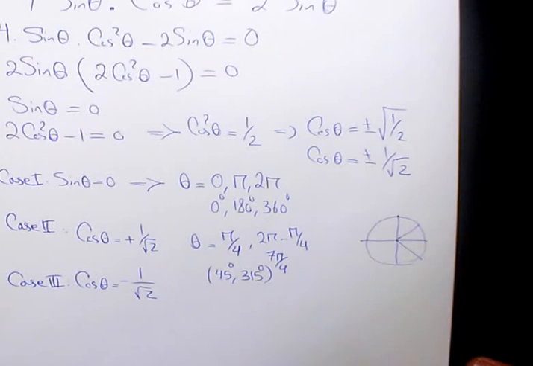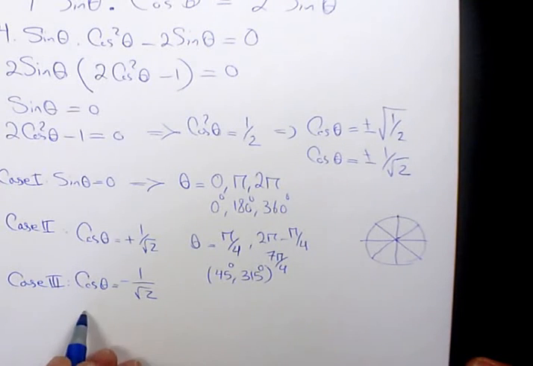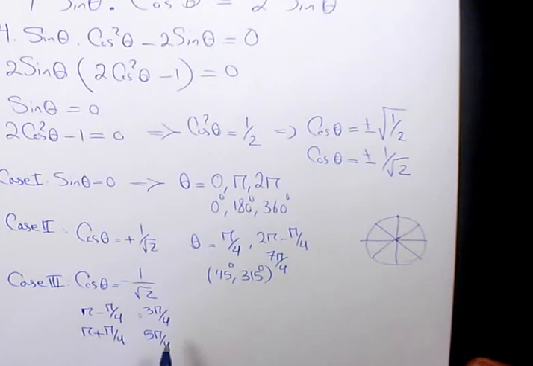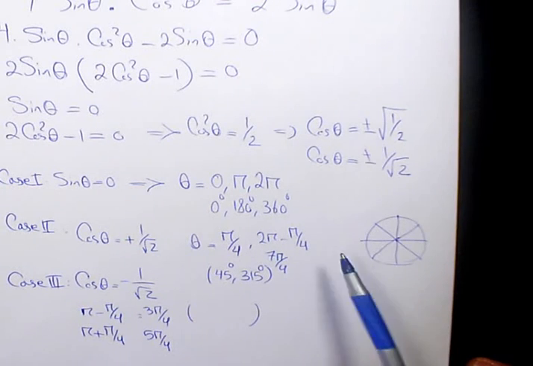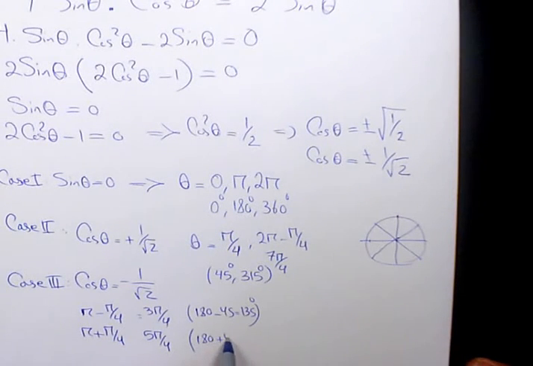Now for case 3, we are dealing with quadrant 2 and quadrant 3, which is going to be pi minus pi over 4 and pi plus pi over 4. Pi minus pi over 4 will be 3 pi over 4. Pi plus pi over 4 is going to be 5 pi over 4. And if you want to write it in terms of degrees, it's going to be 180 minus 45, which will be 135 degrees. And this one is going to be 180 plus 45, which is 225 degrees.